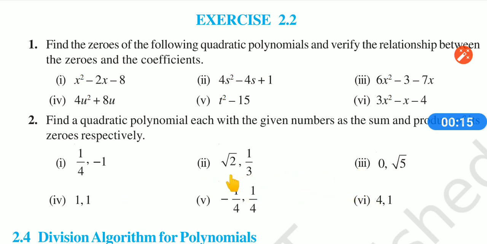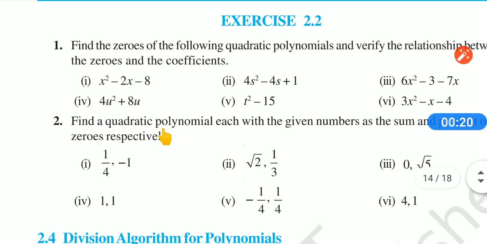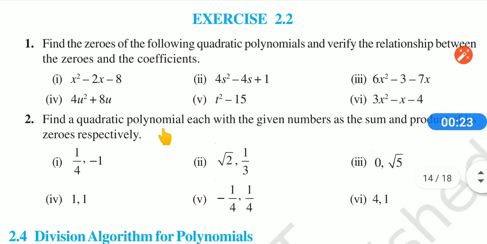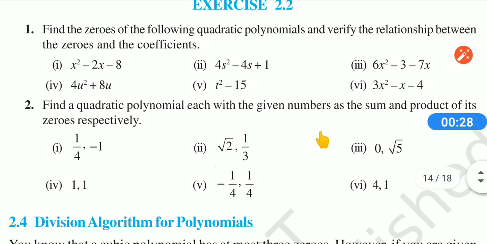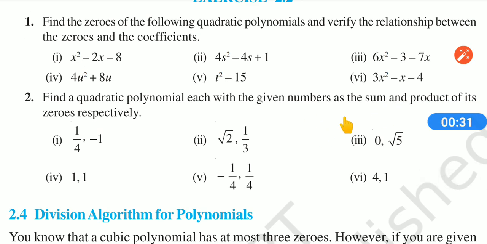Okay, children. So first of all, read the question. Find a quadratic polynomial each. Okay, children, you have to find the quadratic polynomial each with the given numbers as the sum and the product of its zeros. What are given? Sum of zeros and product of zeros are given respectively. Read this question: root 2 comma 1 by 3. So root 2 means sum of zeros, and 1 by 3 means product of zeros. Using this you have to find a quadratic polynomial.